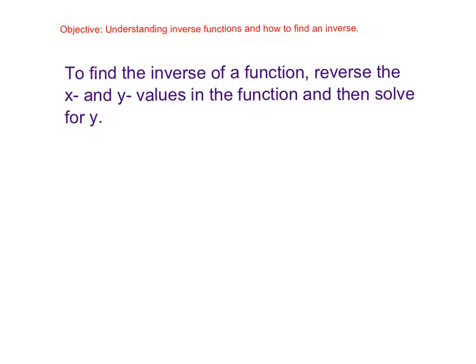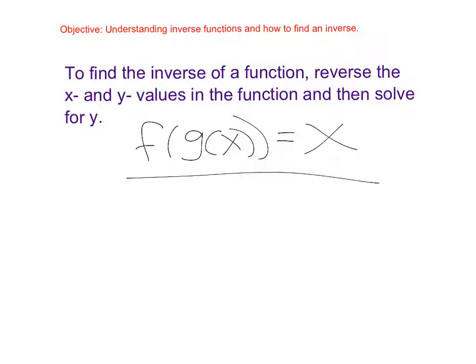All we're doing is reversing our x and our y. So to find the inverse of a function, reverse the x and y values in the function and then solve. And that's just coming from the fact that f of g of x has to equal x. That's like your definition of what an inverse is. When you do their composition, you get x out of it. This is our y, right? So we end up switching our x's and our y's.